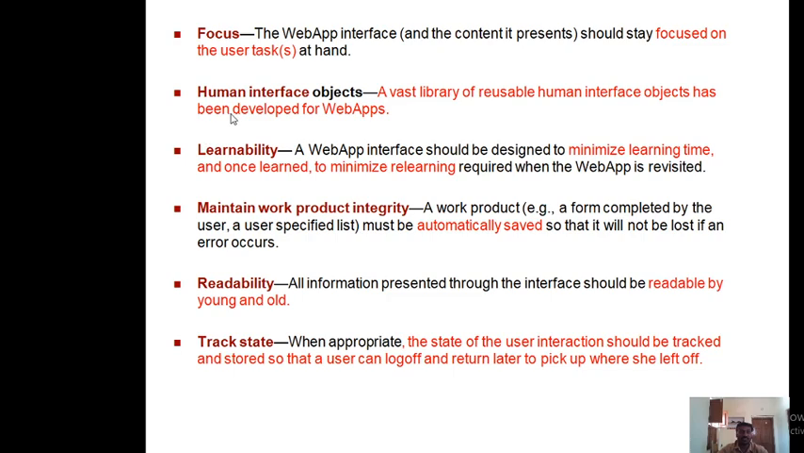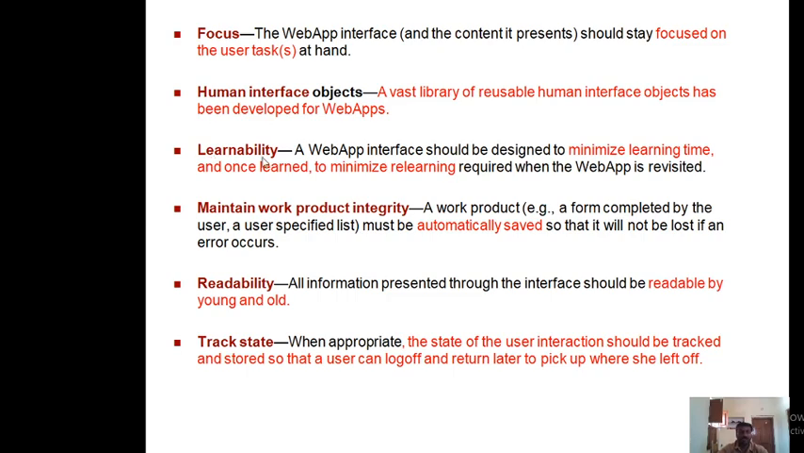Then the next one is human interface objects. In this principle, what they are saying is that a vast library of reusable human interface objects has been developed for the web apps in the interface. That means reusable library files have to be developed for the web applications.